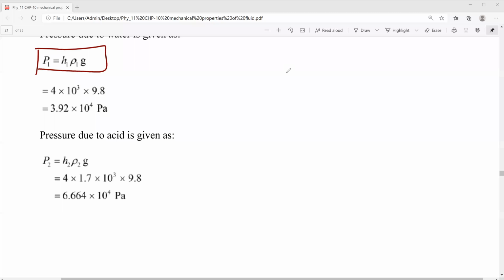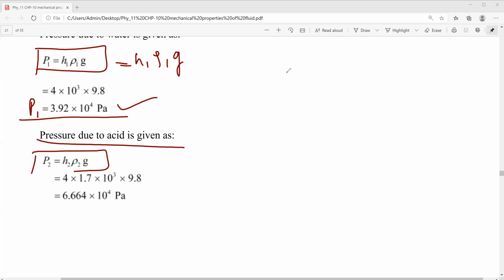P1 is equal to H1 rho 1 into g. Substituting all those values, we got the P1 value as 3.92, and the pressure due to acid is calculated by using the formula H2 rho 2 into g. Substituting all those values, we got P2 as 6.664 into 10 to the power of 4 Pascal. Next we need to take the pressure difference.